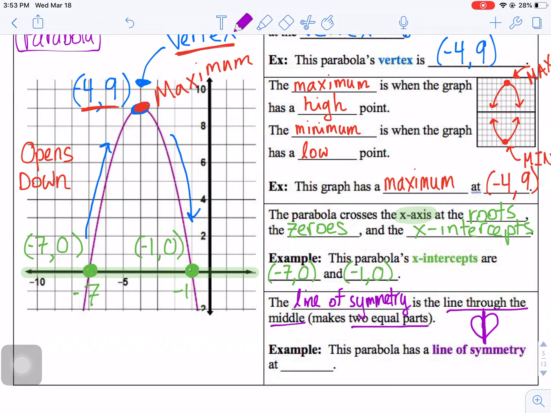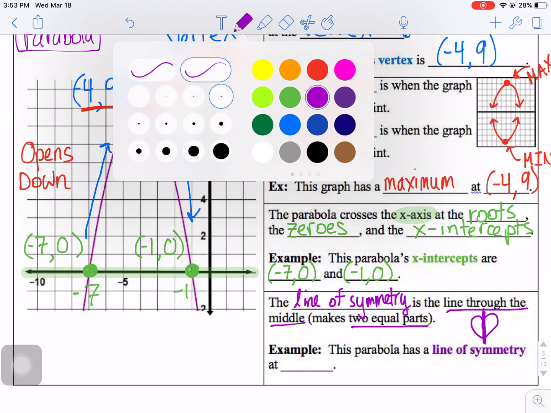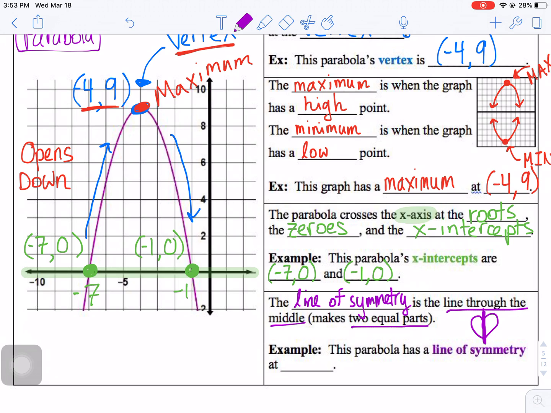Let's go back to our graph on the left. That would mean we draw a line right through the center of this parabola. Because if we folded the right side of our parabola over this line, it would match up perfectly with the left side of our parabola.